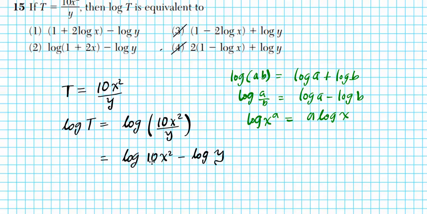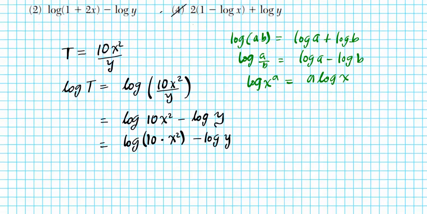Okay, so let's decompose this further. We can write this as log of 10 times x squared, minus log of y. So you have a product here, so we are going to express that as a sum of the logs of the factors. Okay, so we have log of 10 plus log of x squared minus log of y.